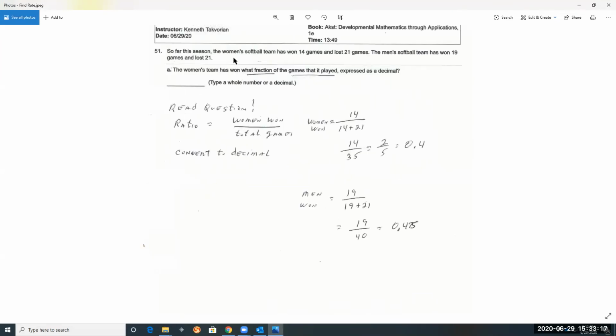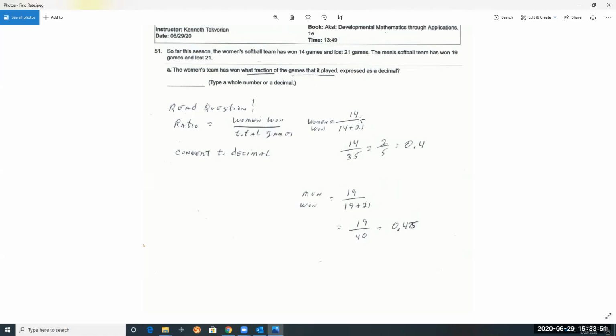So far this season, the women's softball team has won 14 games and lost 21. Let's stop there. The first question is, the women's team has won what fraction of all the games that were played? And then express this as a decimal. Well, you need to read the question carefully. We're looking for a ratio. We're looking for the ratio of the games the women have won to the total number of games played.